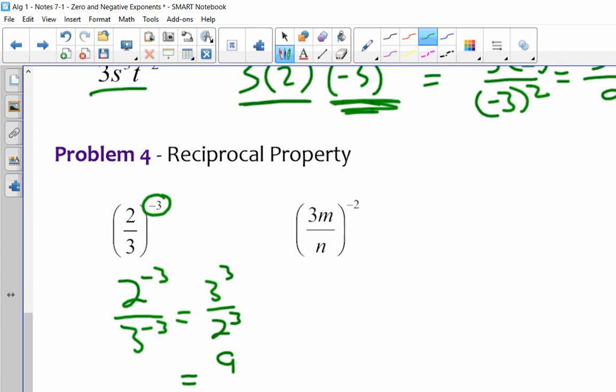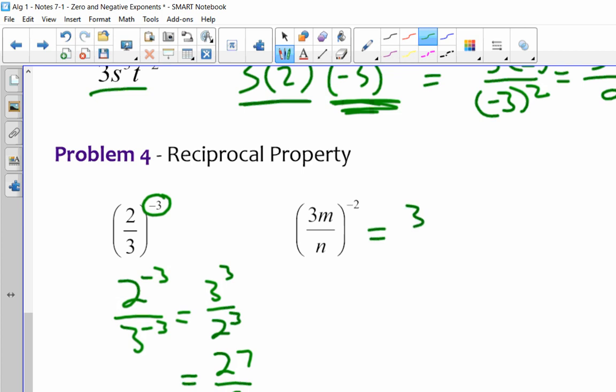So that's going to get me 9. Okay? I'm sorry. Time out. Just told you not to do that. I did it. 3 times 3 times 3 is 27. And 2 to the 3rd power means 2 times 2 times 2, which is 8.